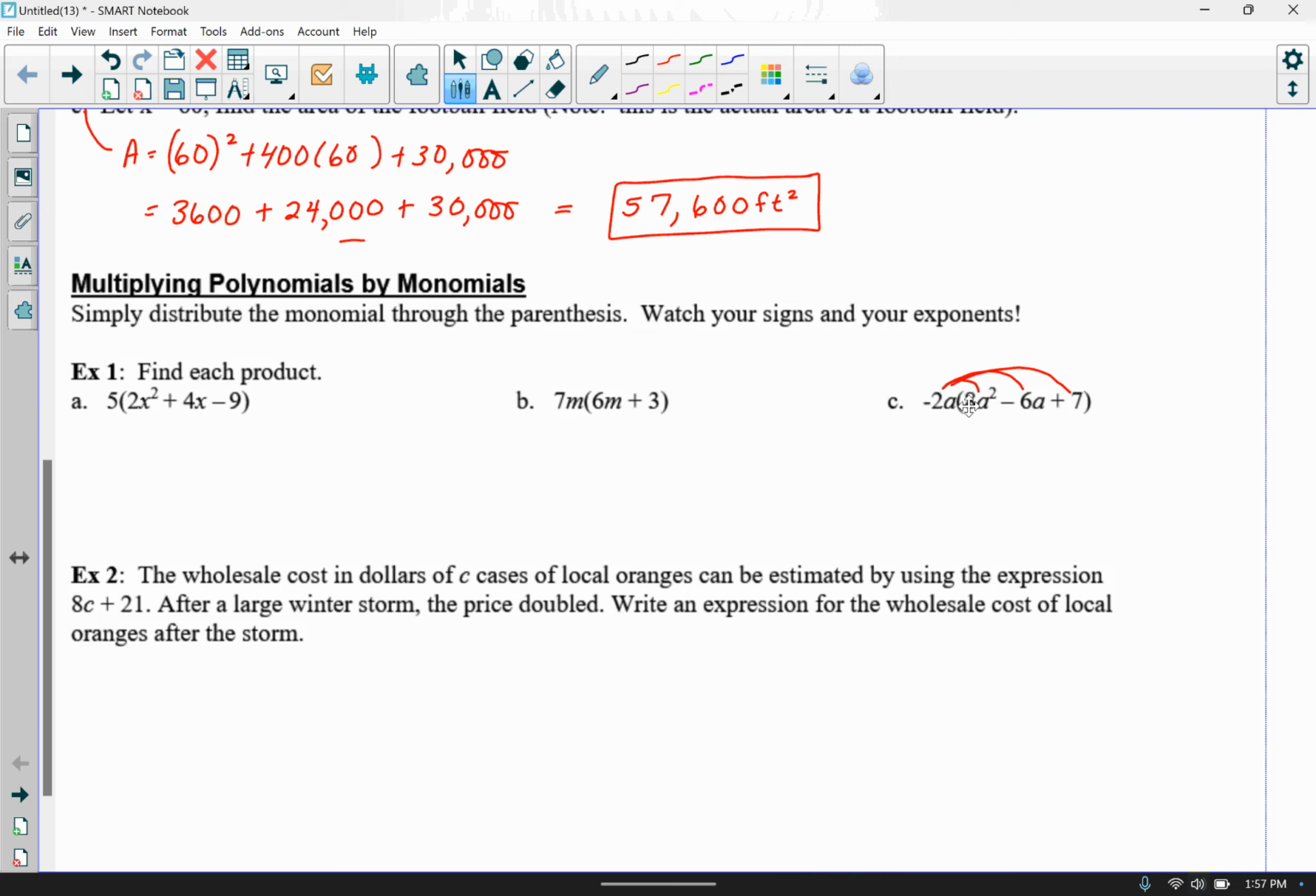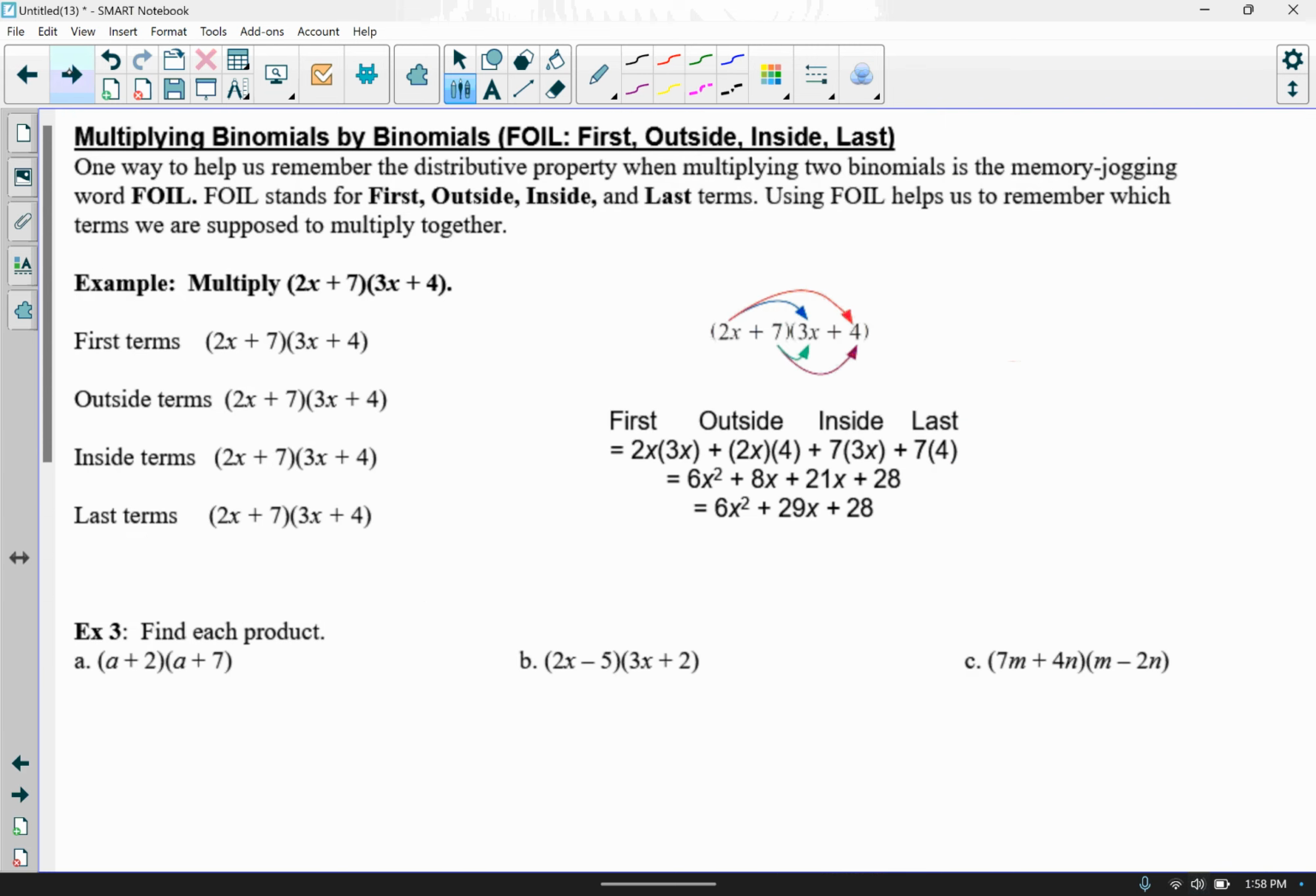So negative 2 times 8, negative 16, imagine a 1 on that a, so a cubed. Next term, negative 2 times negative 6, negative times negative gives me a positive 12. A times a gives me a squared. And that last term, negative 2 times 7, negative 14, tag on that a, final answer. If at that stage there were ever any like terms, you would combine them. Example 2 is also very straightforward from the solution key, so I'll let you try that one on your own. Let's flip it on over then to the next page.